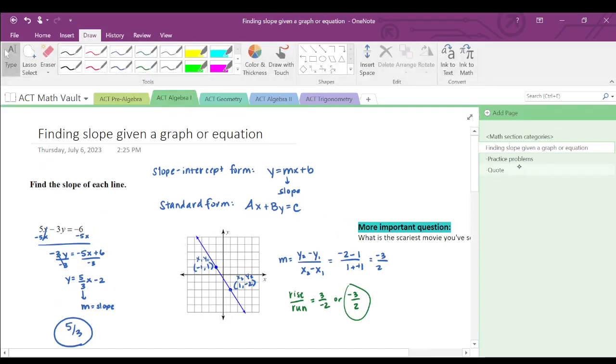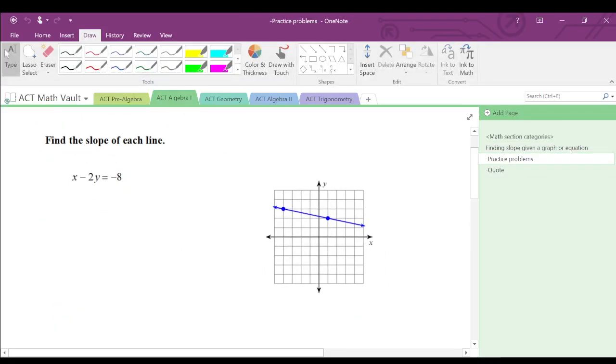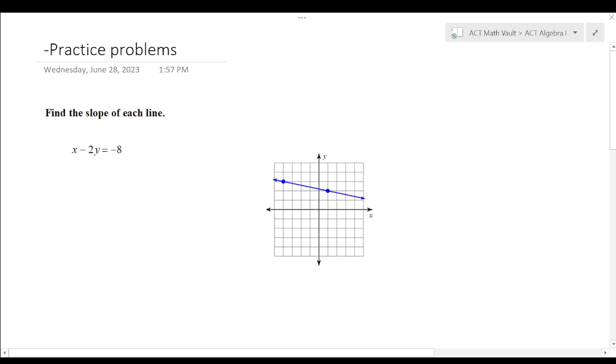So time for you to practice. There are 2 problems just like the ones before. One is in standard form again, the other gives you a graph. Why don't you pause the video, try these, and I will reveal the answer.